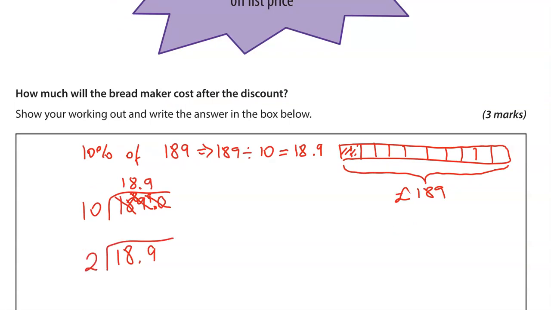How many 2's fit into 18? That is 9, and we have nothing remaining. We've got a decimal point here, which we're going to transfer over to the answer as well. How many 2's into 9? That is 4 of them, because 4 times 2 is 8, so we have 1 remaining. Again, we can add zeros. They won't make any difference after the decimal point. So how many 2's into 10? That is 5 of them.